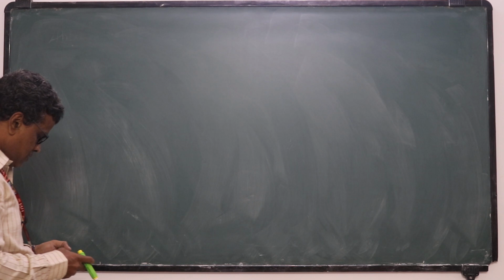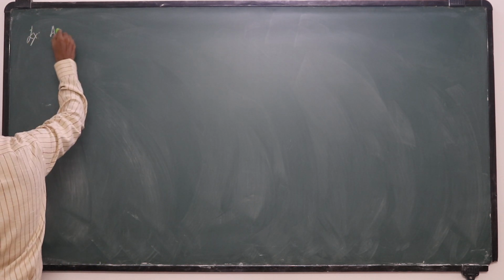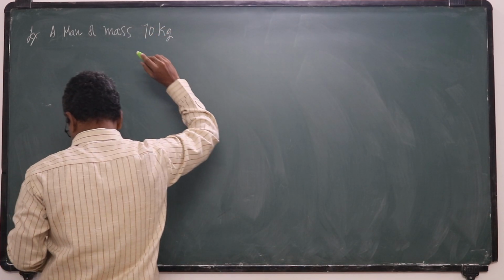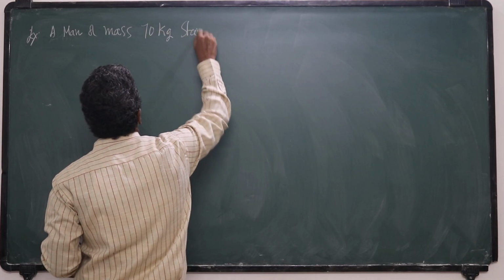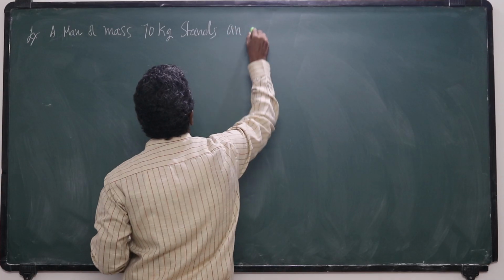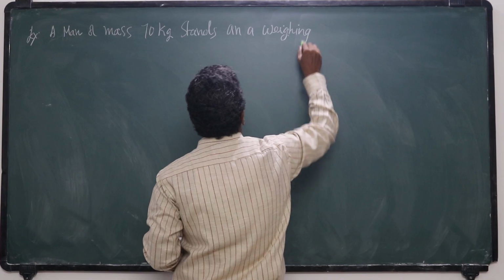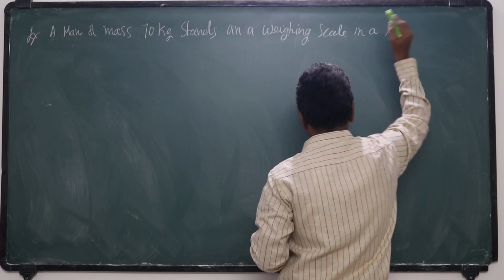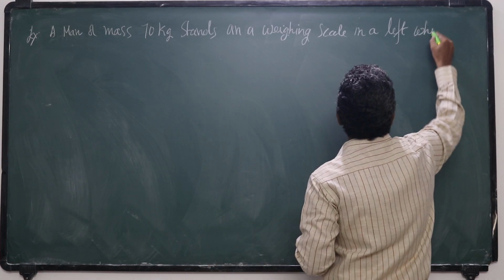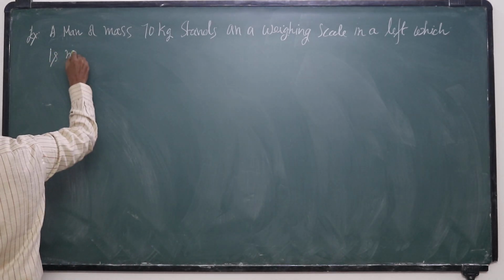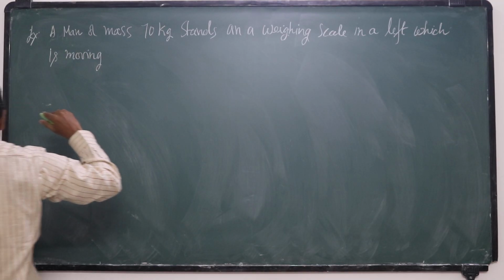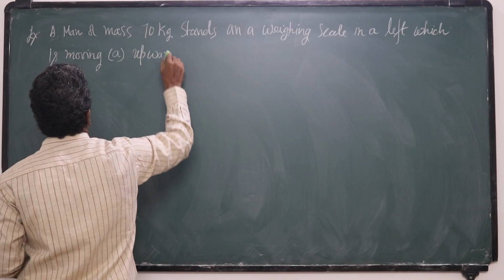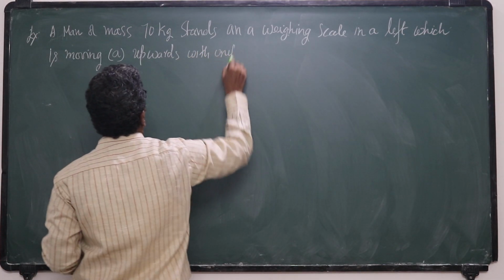A man of mass, we take this example. A man of mass 70 kg stands on a weighing scale in a lift, which is moving, first one, upwards with uniform speed, uniform velocity.